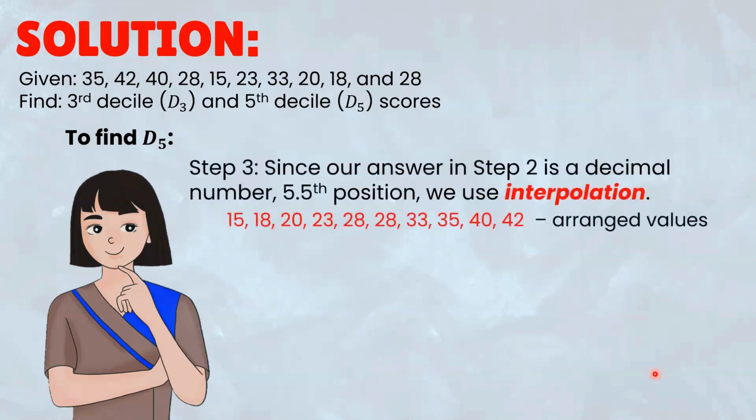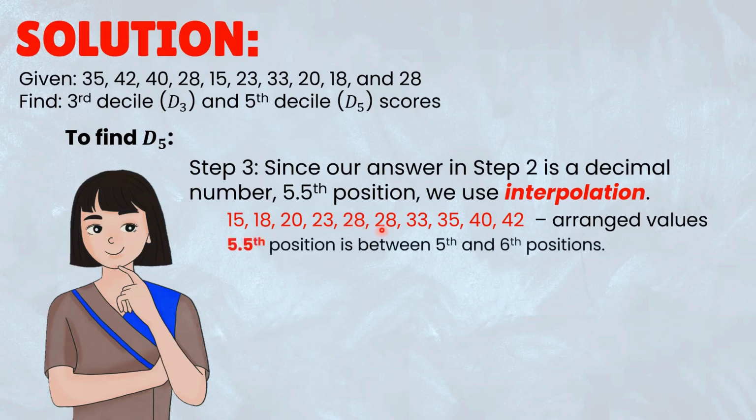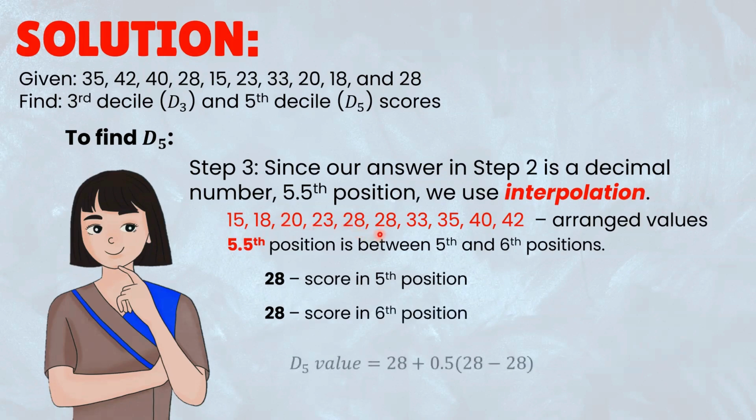Okay. So we first locate the 5.5th position, which is between the 5th score and the 6th score. Or 5.5th position is between the 5th and the 6th positions. So the score corresponding to the 5th position is 28. We have here 1, 2, 3, 4, 5, 28. And the score corresponding to the 6th position is also 28.